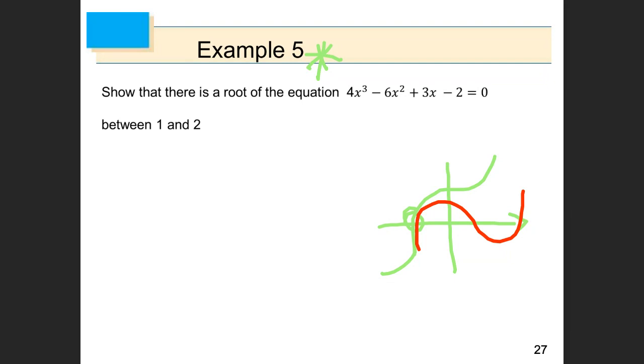All right. So the basic understanding here is, to show that you have a root between 1 and 2, you need to show that between the numbers 1 and 2, that curve, or that imaginary curve, cuts the x-axis. It needs to cut the x-axis between 1 and 2 to show that there is a root. So indirectly, your n in this case is 0.